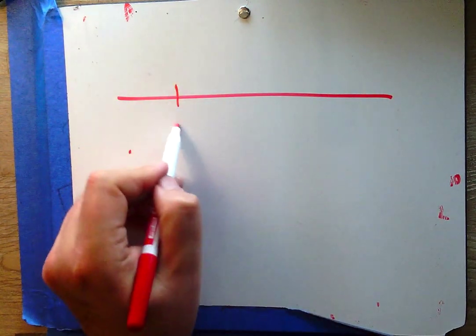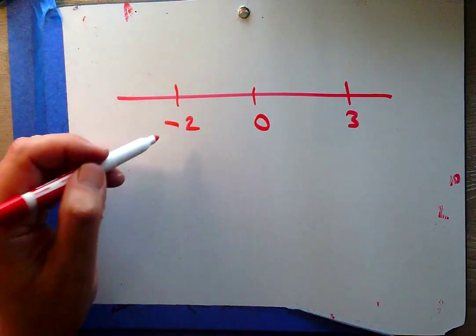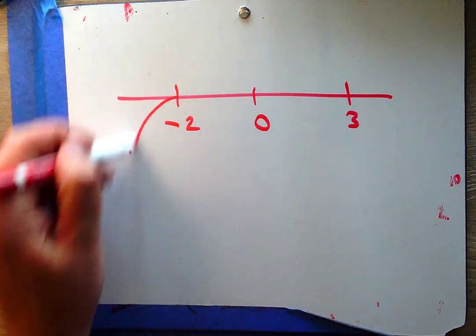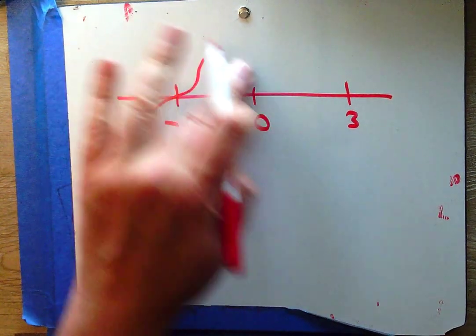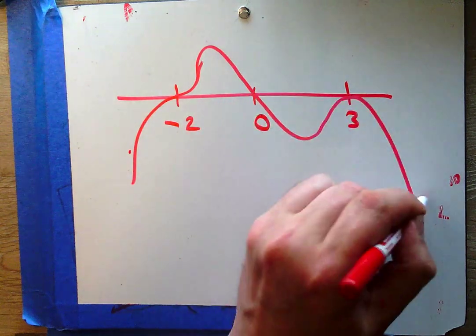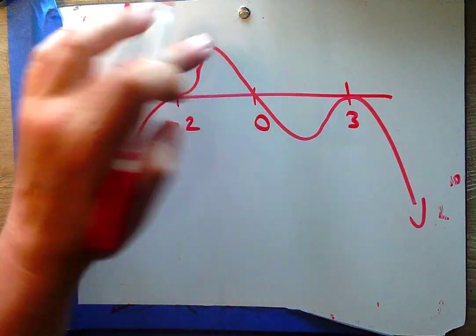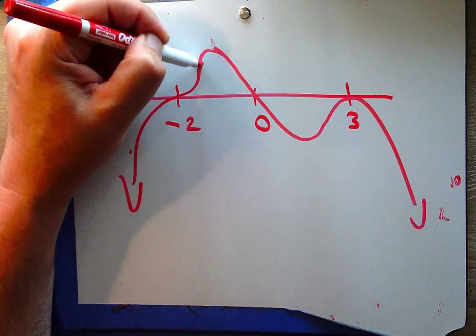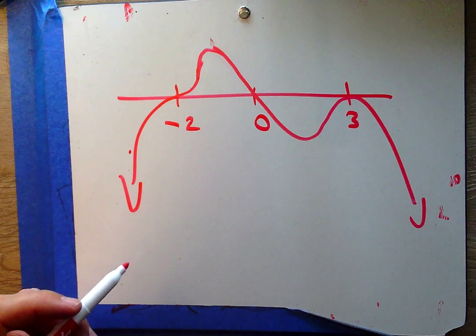I have intercepts at negative 2, at 0, and at 3. And my graph does this, like this. So can you write me a possible equation for this polynomial? I hope so.